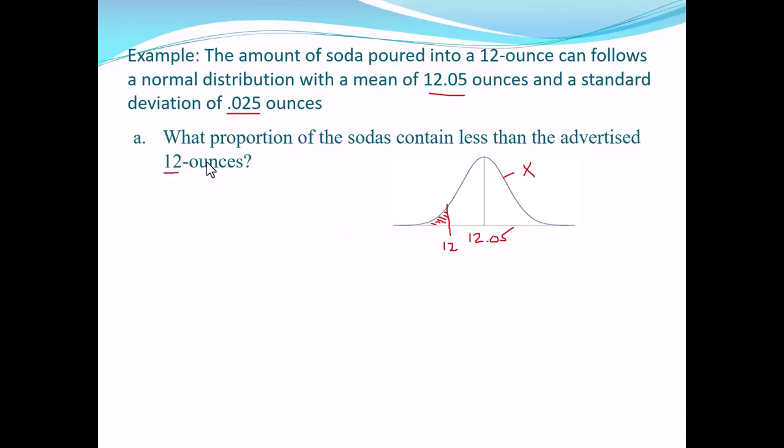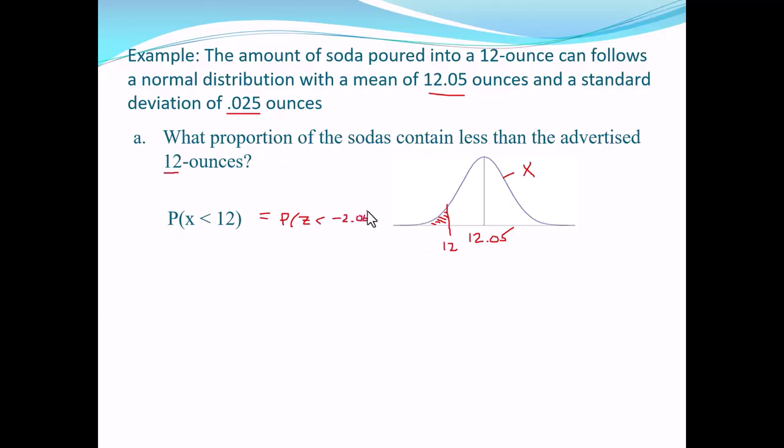Can you see that the value of 12 ounces, the value I'm asking about, falls 2 standard deviations below the mean? The z-score is going to turn out being -2. So if you go that route where you start with a normal, start with the probability x is less than 12, do the z-score transformation, you're going to get to the probability z is less than -2.00.